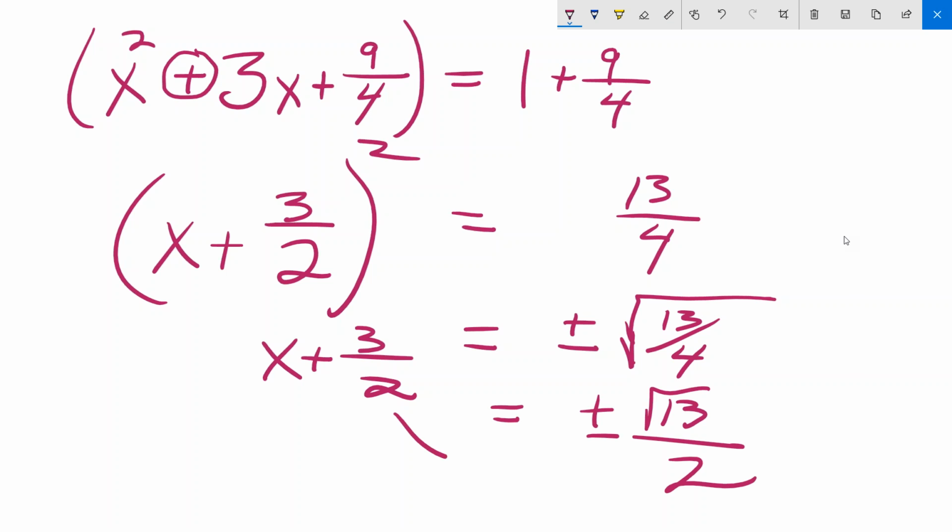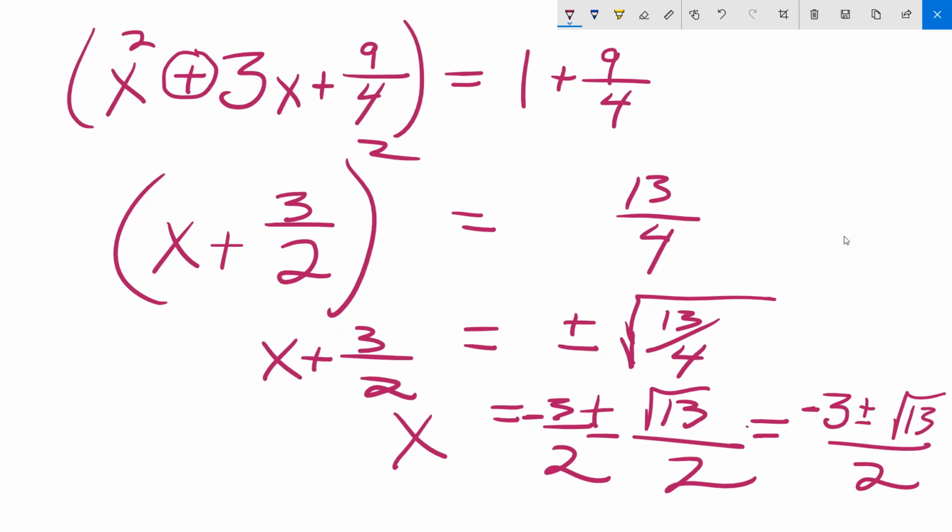And I'm going to move the 3/2 over. And now I could write that in a couple of ways. I can write it exactly as I've written it there. Or I can write it like this. -3 plus or minus root 13 over 2. Which is also the way you would see it if you had applied the quadratic formula. It would come out exactly like that. Okay?